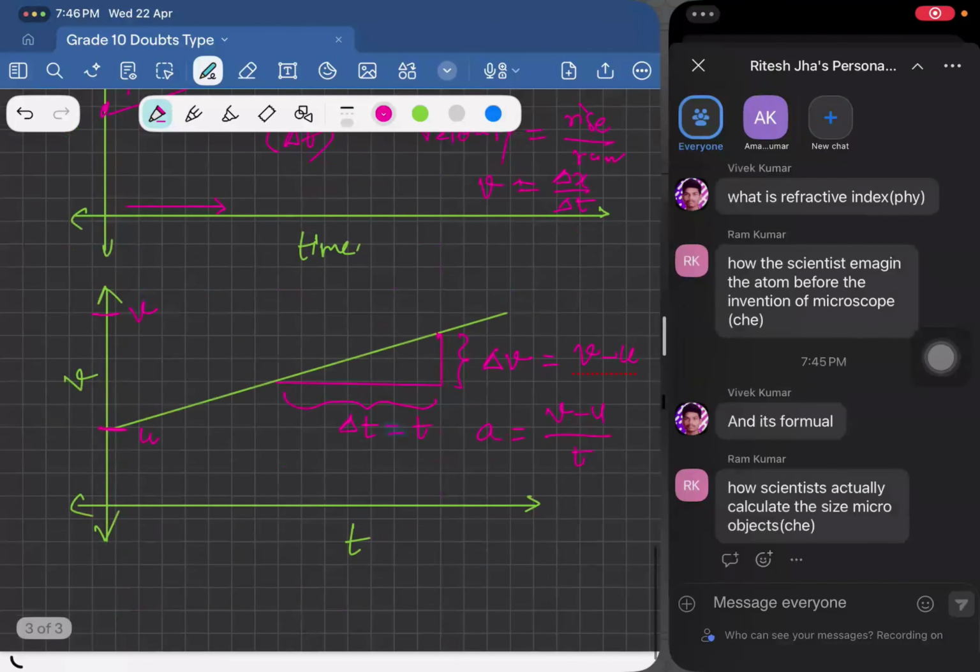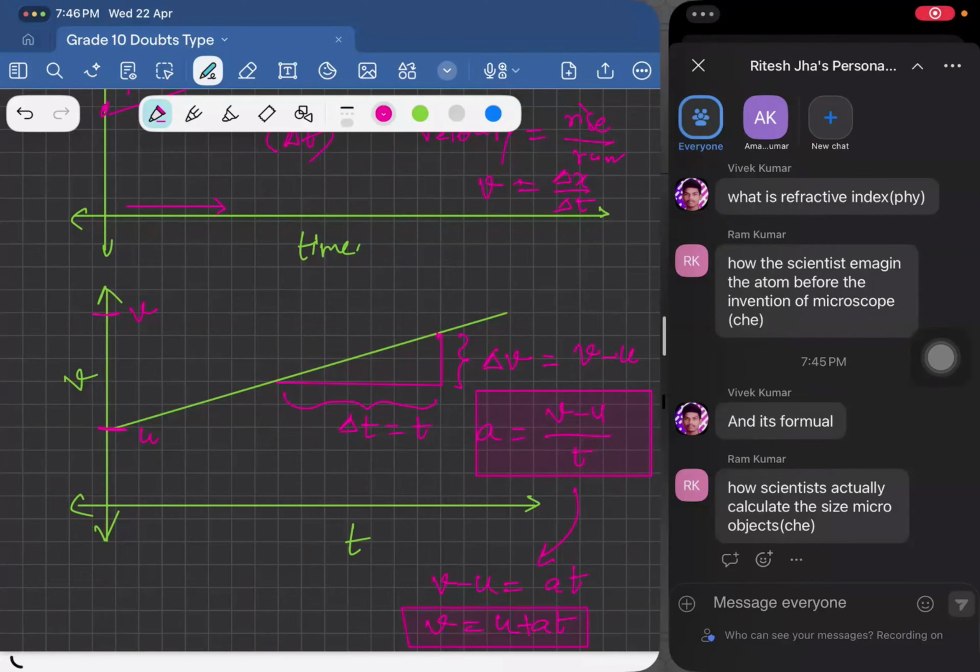Now from here, you can easily determine that v minus u is equal to at. So you can say v is equal to u plus at. So this gives you the very first equation of motion.